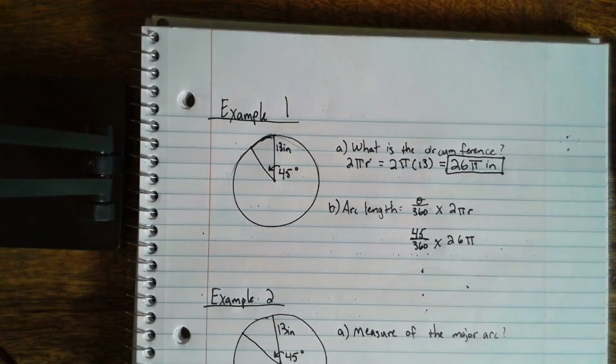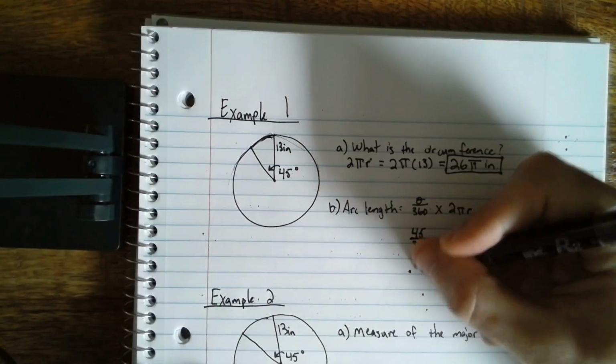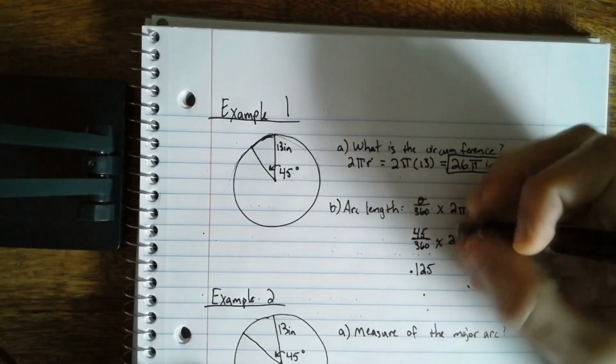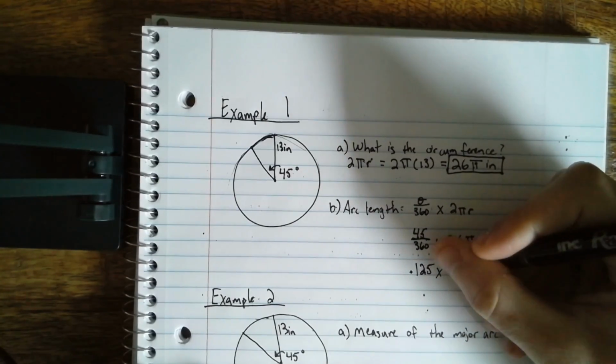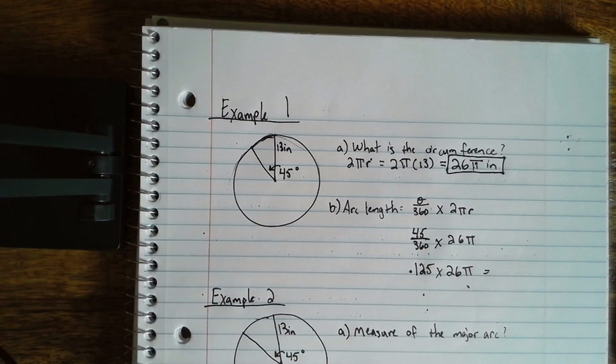45 divided by 360 is 0.125, so this is 0.125 times 26 pi. So basically we're just going to do 0.125 times 26.